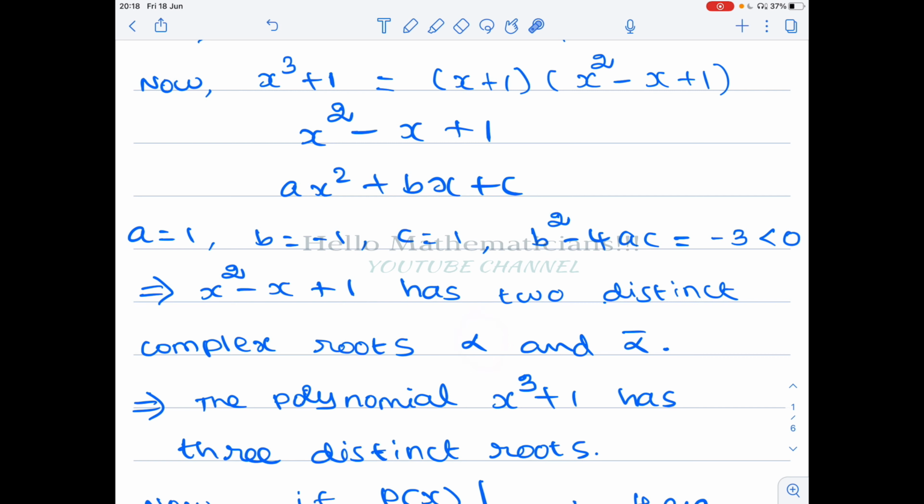Okay, it cannot be a real number. If alpha is a real number, then we get alpha equal to alpha bar, so these two roots would be real. But since the discriminant is strictly less than 0, alpha cannot be real, and alpha and alpha bar are non-real complex numbers, or purely complex numbers, let's say.